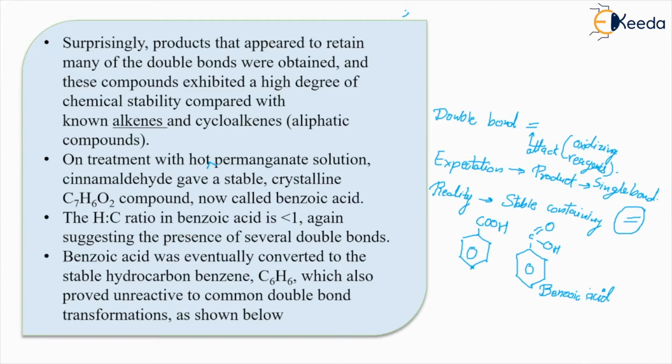Very important. The H to C ratio in benzoic acid is less than 1, again suggesting the presence of several double bonds. Benzoic acid was eventually converted to a stable hydrocarbon, benzene.